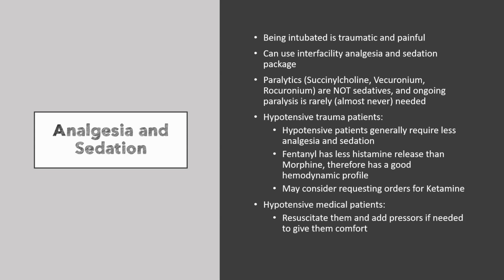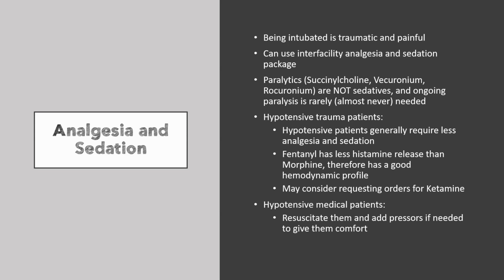Fentanyl is always good if you have a hypotensive patient, and that's another reason that it's a good strategy to administer first, because it has less histamine release than morphine, so it's got a good hemodynamic profile. You can give it to a patient with a marginal blood pressure as long as you're not giving large doses, and expect it not to dramatically decrease the blood pressure.